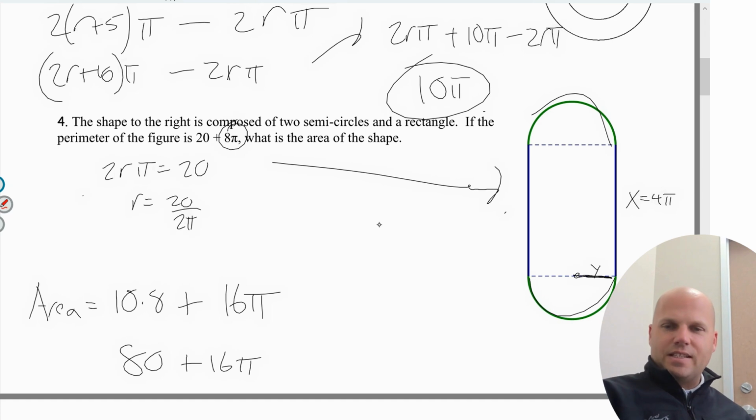Let's see if I'd get the same answer. No, I wouldn't. Because this would be 20 over 2 pi, and this would be 20 over 2 pi. Then it would be 20 over 2 pi's, or 40 over 2 pi, or 20 over 2 pi again. This is 10 over pi.